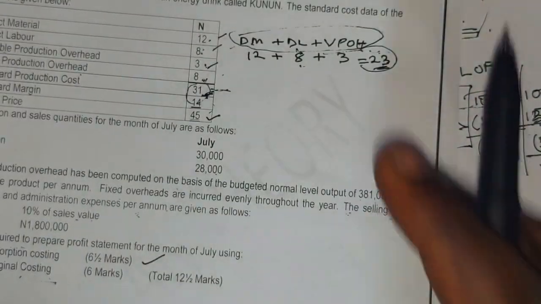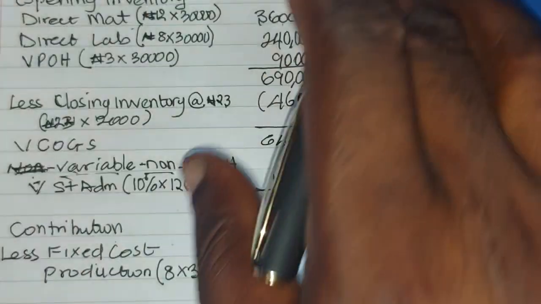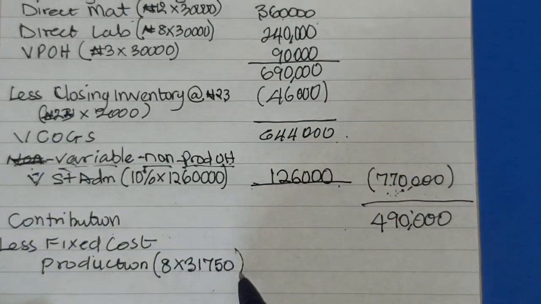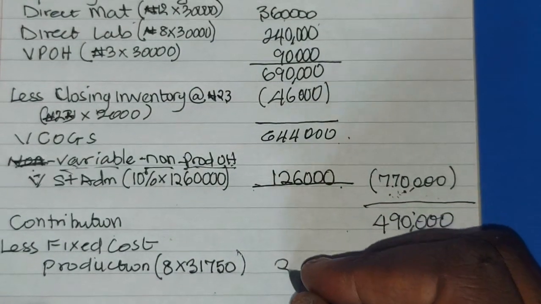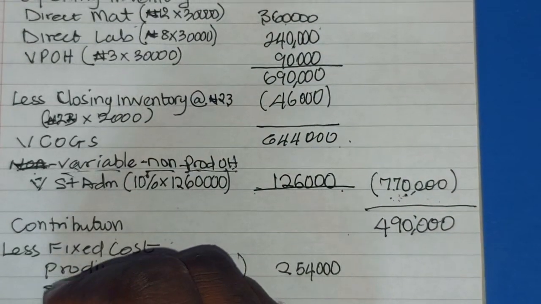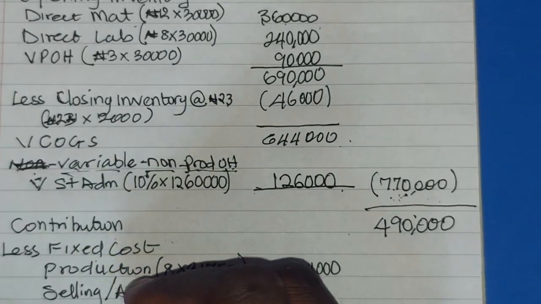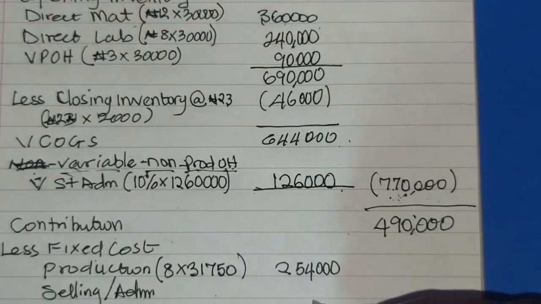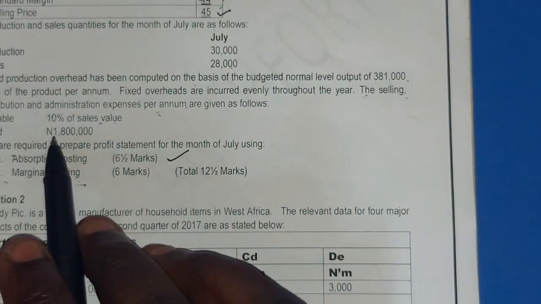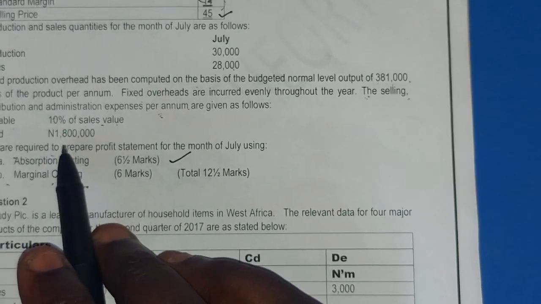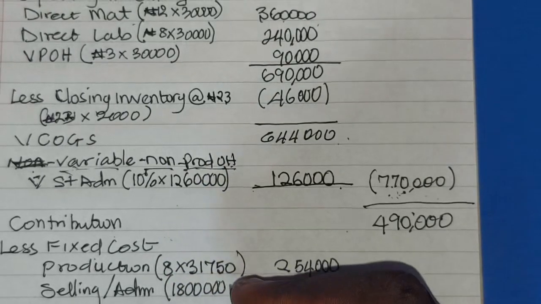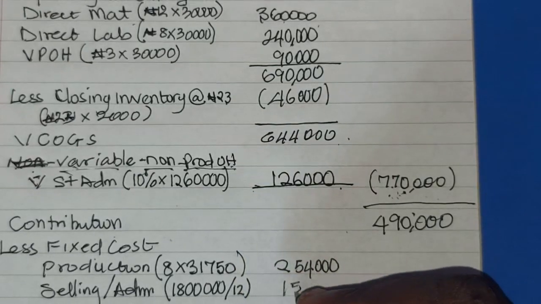Why do you divide by 12? We divide by 12 because the statement is on a monthly basis. That's for July, just 1 month. So it's going to give you this, and this is 254,000. Then for selling and admin fixed cost, what's the fixed cost? It's being given as 1,800,000. That is the annual. So it will be 1,800,000 divided by 12, and that is 150.